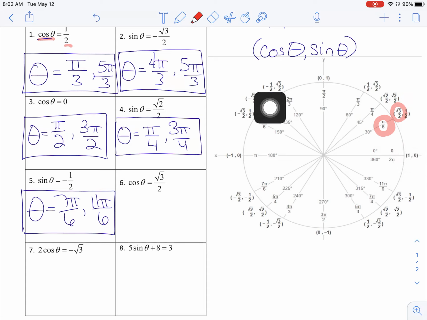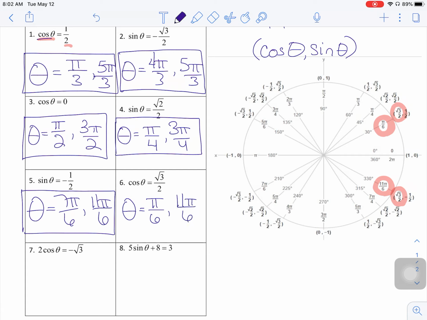So I'm going to roll. Okay, these x values are negative. Nope, not going to work. These x values are negative. Nope, not going to work. And these x values are positive again right here. Okay, so 2 places on the unit circle where cosine of that radian measure is equal to root 3 over 2. So that's going to be pi over 6 and 11 pi over 6.